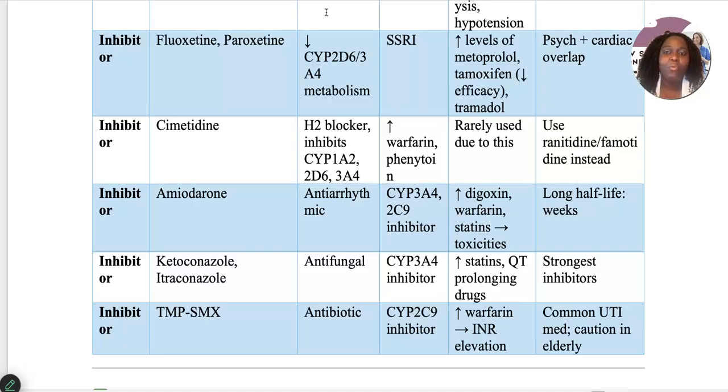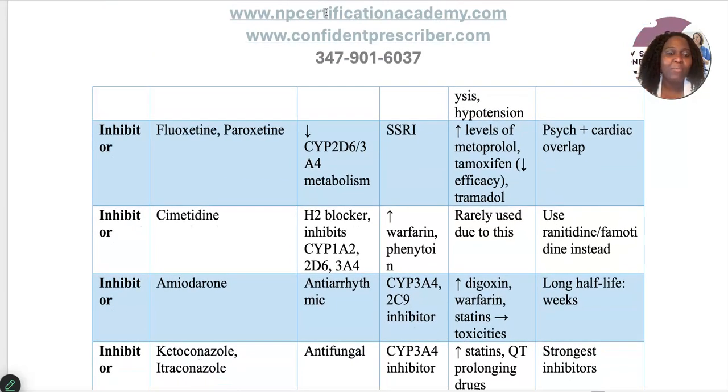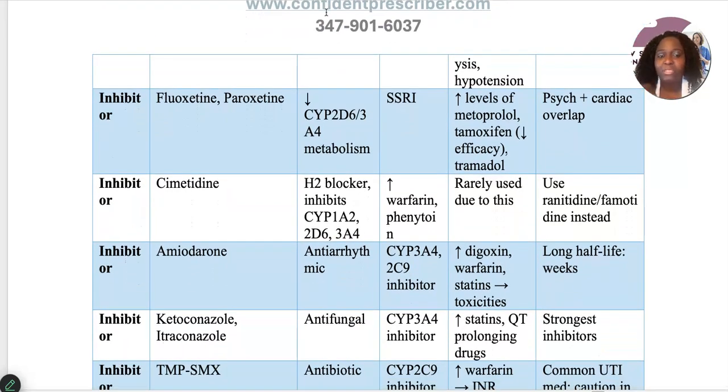With inhibitors, for example, fluoxetine and paroxetine are mostly inhibitors. And then when we combine with an SSRI, guess what? We're going to see an increase in drug level, and it can lead to all kinds of problems. In addition to that, when we combine with, let me say, metoprolol, it's going to raise it up.